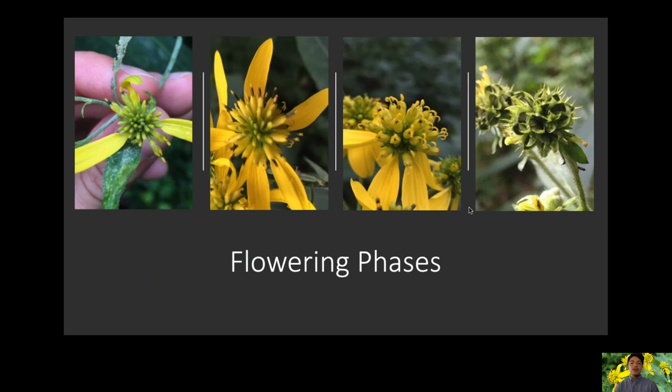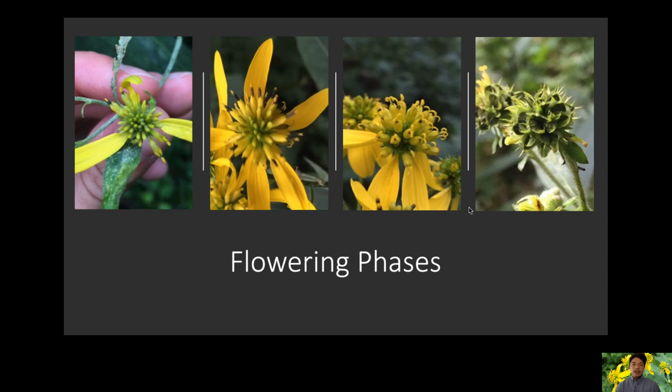Here are some images of the flowering phases of wingstem that I mentioned in the previous slide. In the first image, you can see a flower just about to bud, about to enter male phase. An important thing to note about wingstem, along with many other species in the Asteraceae, is that it's a composite flower, meaning each head is actually composed of many different flowers. In this case, they're called florets. So each little nodule you see on the end of this flower is actually its own little flower.